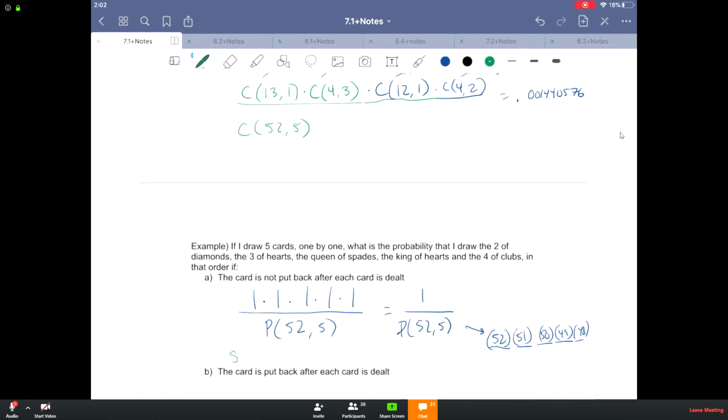All right. What we call this, though, is sampling without replacement, right? You're not putting that card back every time that it's dealt to you. The second one would be sampling with replacement because you're putting that card back every time.